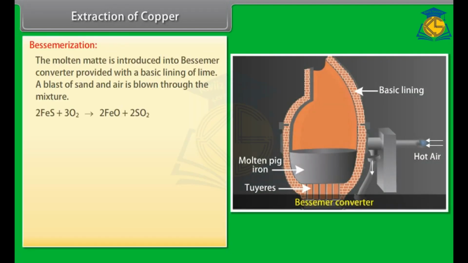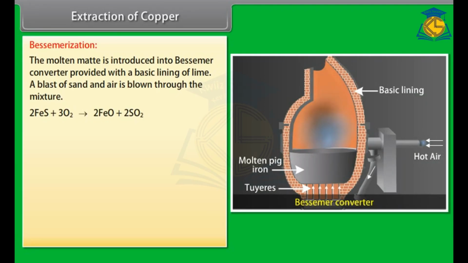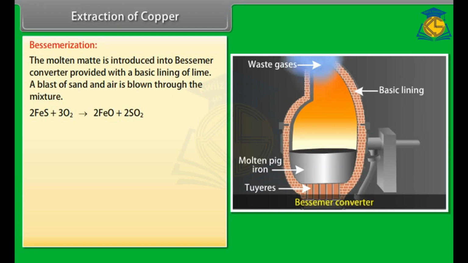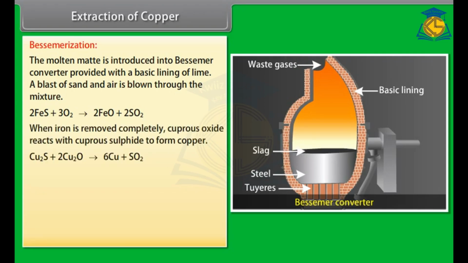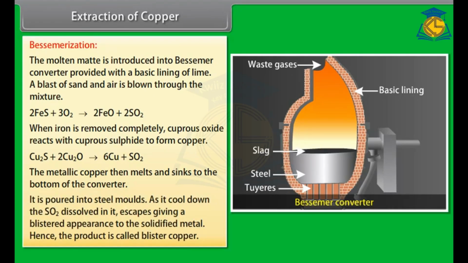Bessemerization. The molten matte is now introduced into Bessemer converter provided with a basic lining of lime. The blast of sand and air is blown through the mixture. FeO is removed as FeSiO3. When iron is removed completely, cuprous oxide reacts with cuprous sulfide to form copper. The metallic copper then melts and sinks to the bottom of the converter. It is poured into steel molds.